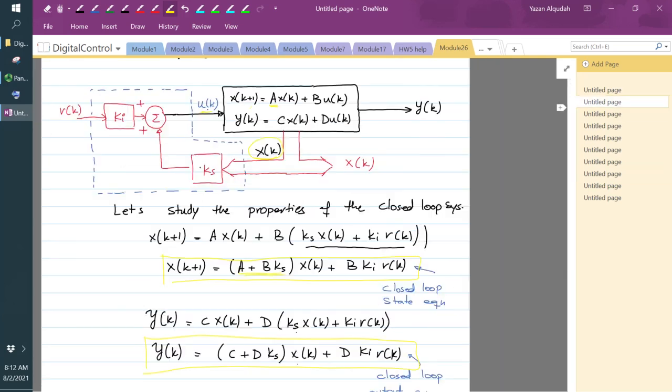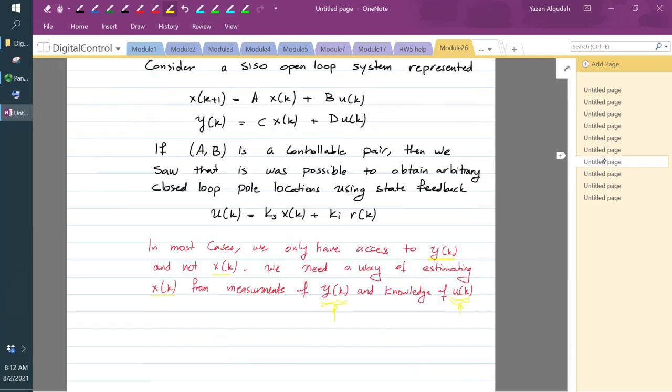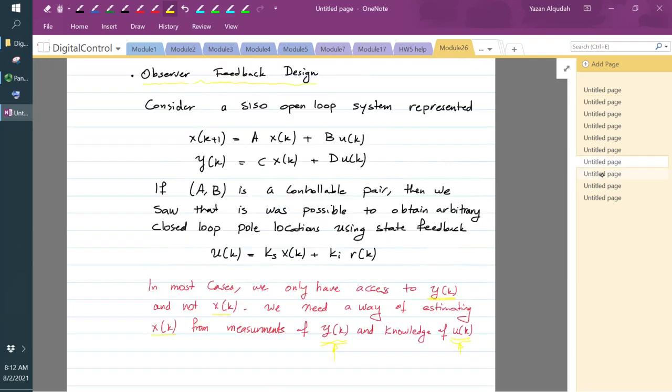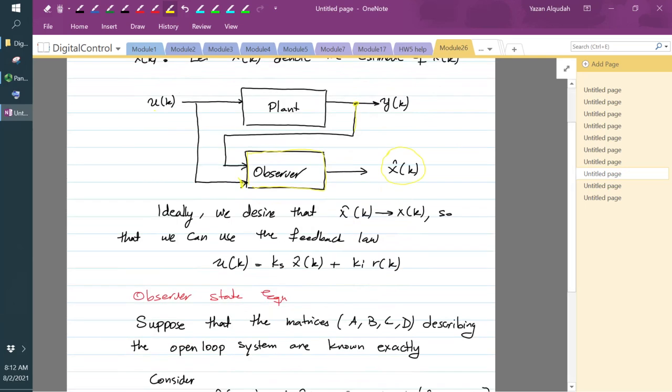So in here, this used to be x of k because I have access to the states of the system. But if I don't have access to the states, I can estimate x of k and use it multiplied by ks and add it to the adder here, and then I can do my state feedback controller.